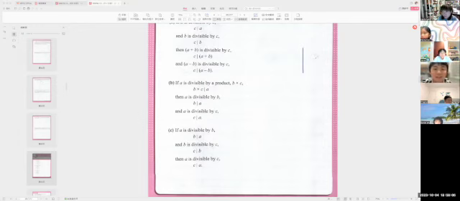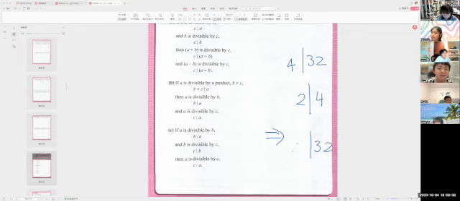那我让你想了那么长时间，一个都没想出来。32 divided by 4, and 4 is divisible by 2. That's why 32 is divisible by 2. Very good. Good job.